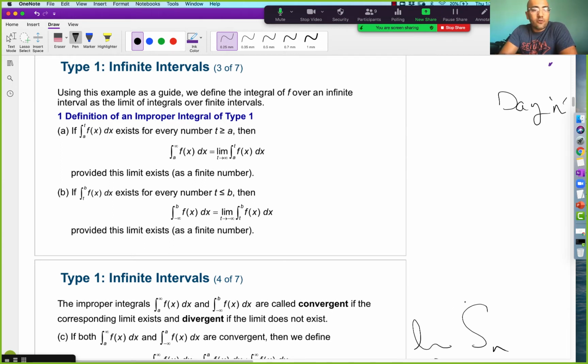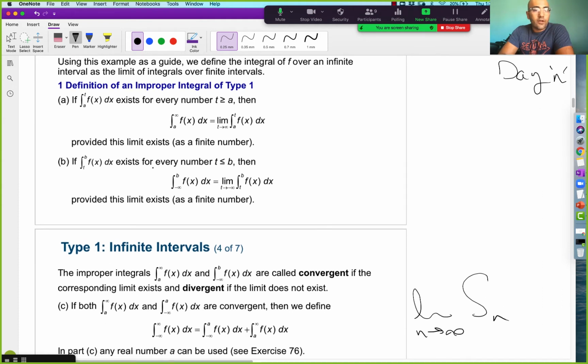Good. So for the integral from some constant a to positive infinity of f of x dx, we replace that infinity symbol with some temporary placeholder value t, and then we take the limit as t goes to infinity. Provided that limit exists as a finite number, we say this improper integral exists. It's convergent.